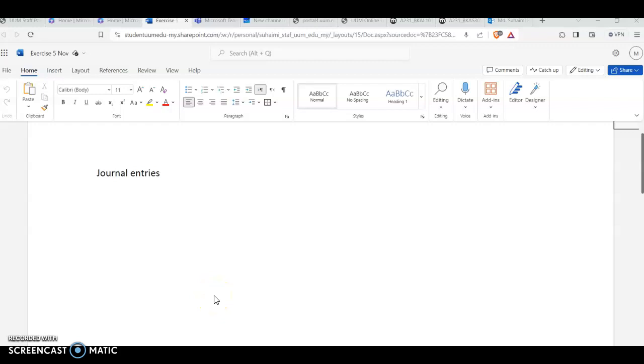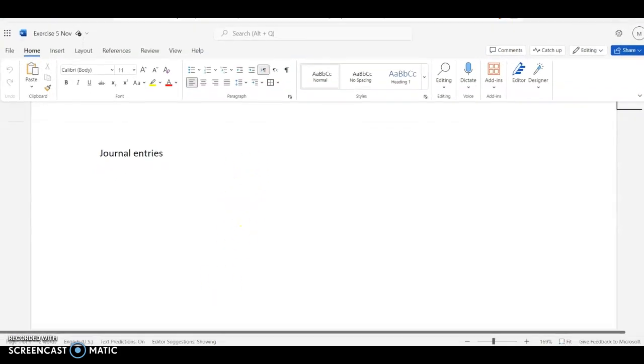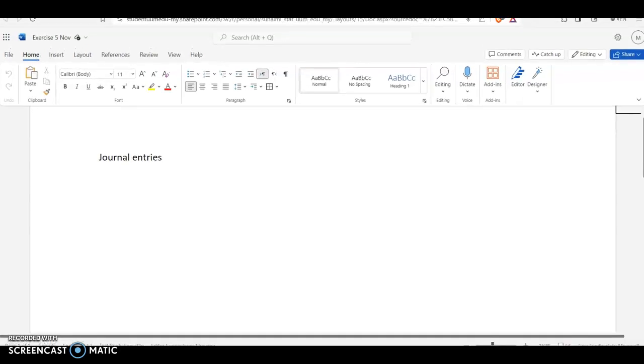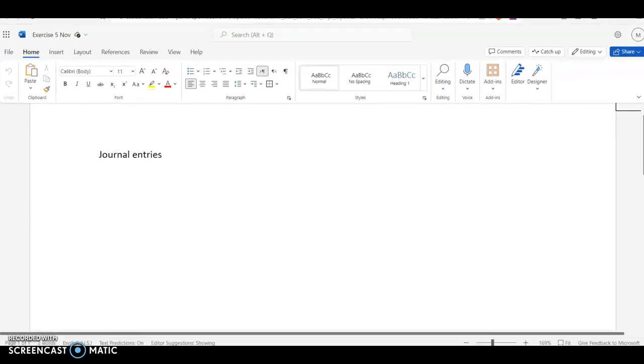We will continue with journal entries from the transaction that we have recorded. In the first video, we have identified what are the transactions and what are the accounts that involve. Now we're going to prepare the journal entries. Journal entries, once again, is the first book entry in accounting.